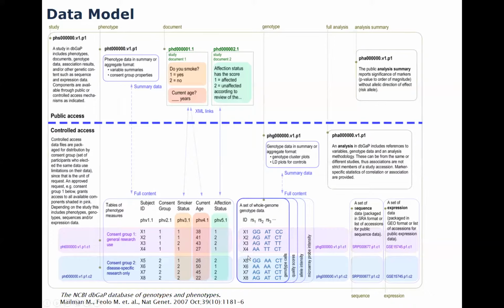We have accessions for genotype arrays, large genotype arrays where person and variation are the axes, and the cells are the genotypes. And we can have a number of associated data like quality scores or allele intensity. We can also package a set of sequence data for the same individuals, or expression data, or other types of omics data. So that's just to give you an idea of what types of data are in dbGaP.